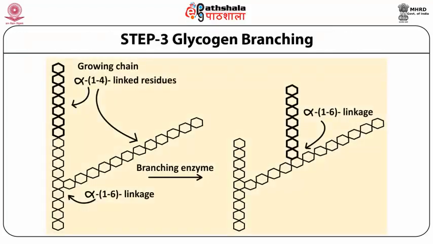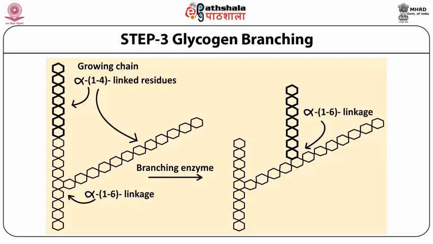This figure shows step 3, how branching of glycogen occurs. Glycogen synthase catalyzes only alpha 1,4 glycosidic bonds, which results in the formation of alpha amylose. Branching is catalyzed by a separate enzyme called the branching enzyme. It is also known as amylo 1,4 to 1,6 transglycosylase.